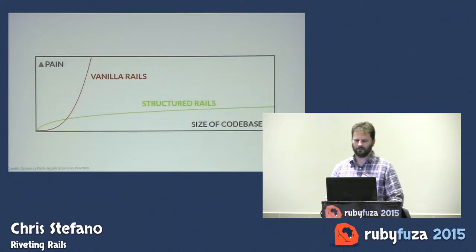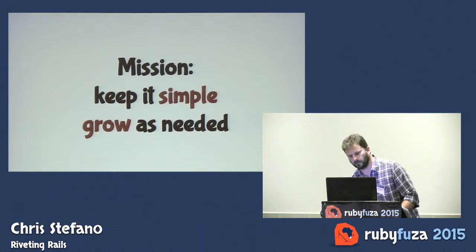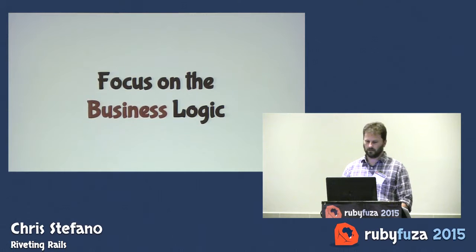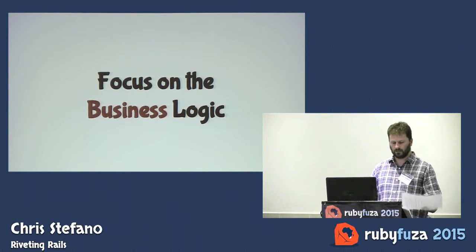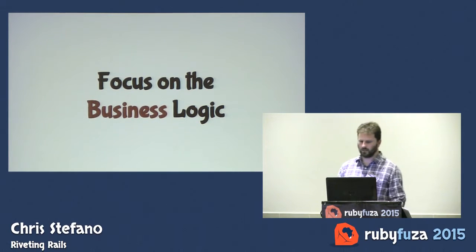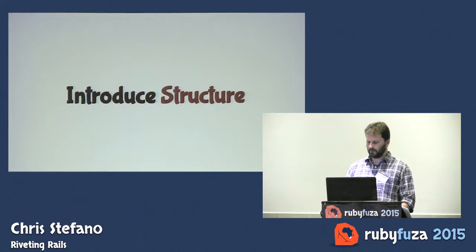Also, a really good book called Growing Rails Applications in Practice presented this graph where you'd have this exponential pain if you continue to use vanilla Rails, versus introducing some structure. And this gave me some hope because I really love Rails, I really love Ruby, and looking into alternative solutions it was quite evident that I would have to give some of that up and my developer happiness would be affected. So my mission changed to one of being to keep it simple and to grow as needed. And my starting point was to focus on my business logic because after all, that is the heart of my application. And Rails, after all, is just a user interface framework. And introducing structure would be able to facilitate this.